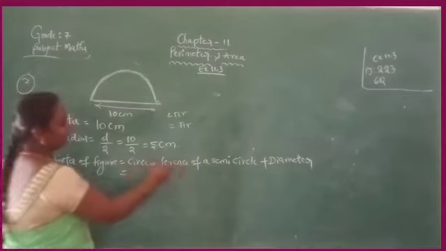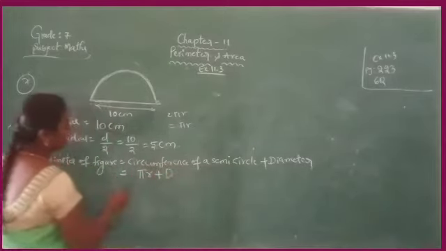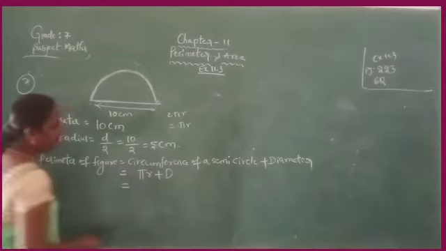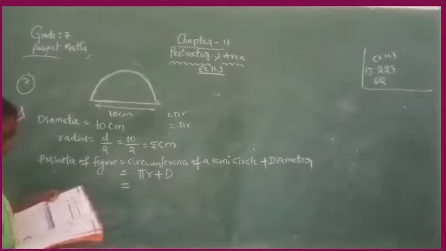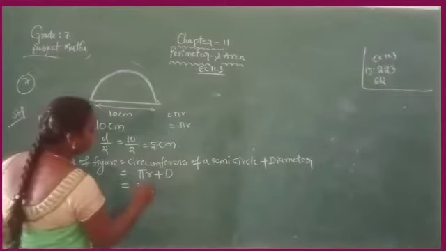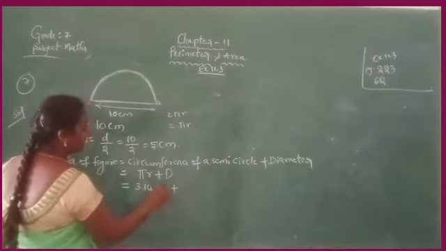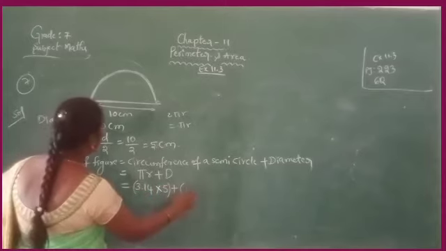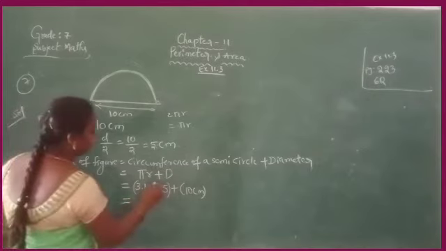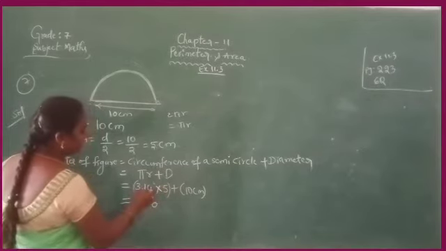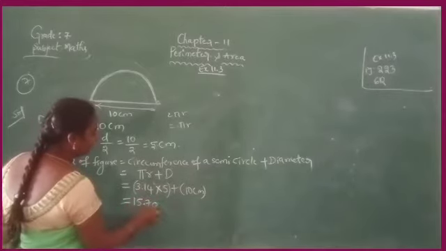Right. So the circumference of a semicircle is pi r plus the diameter d. Now the pi value is 3.14. So 3.14 into radius, which is 5, plus the diameter, which is 10 centimeters. Now multiply: 5 fours are 20, 5 ones are 5 plus 2 is 7, 5 threes are 15.